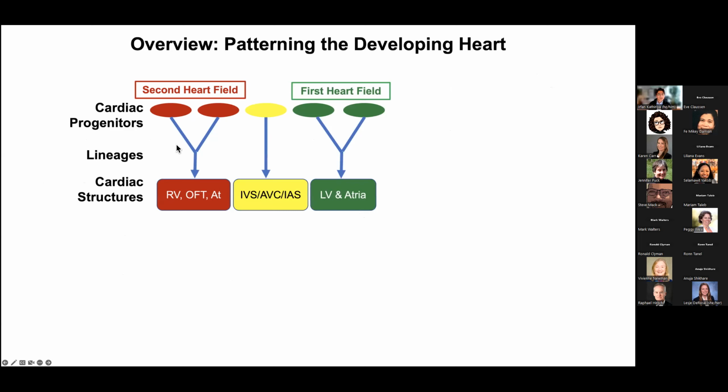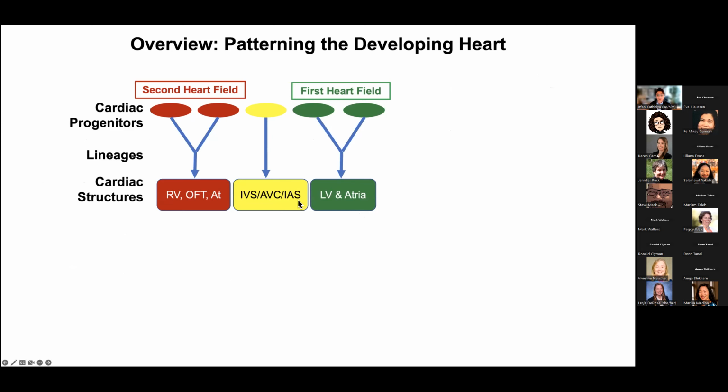So the heart has at least two, there are three, but in this slide I'm going to highlight two heart fields: the first heart field and the second heart field. Each of these heart fields contributes to different parts of the heart. For example, in green here, the first heart field is the first to migrate from the cardiac crescent, the cardiac mesoderm, to form the heart tube.